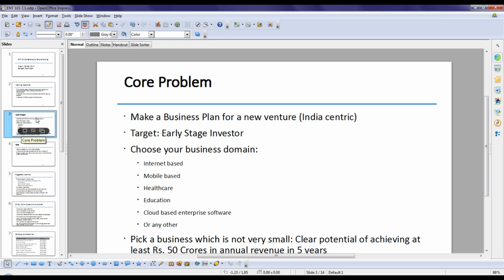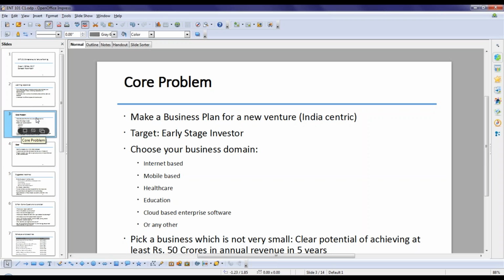So if you come up with very niche kind of ideas, it is going to be shot down. We need ideas which have the potential of at least making 50 crores per year annual revenue. That is 50 crores per year revenue within the 5 years of operation. So in the fifth year, you should be able to make 50 crores.